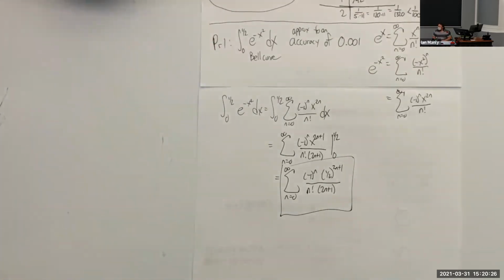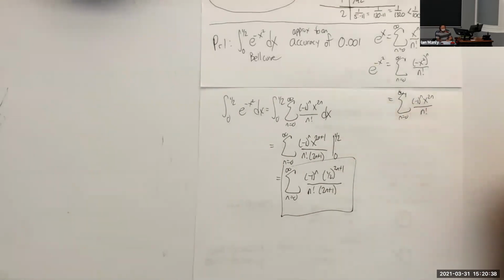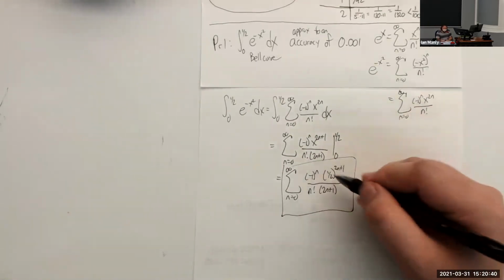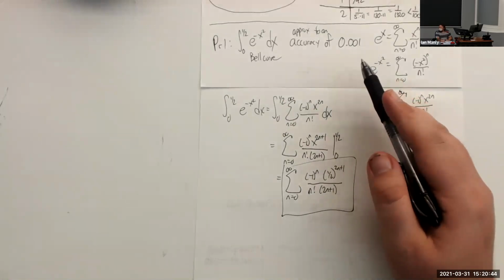Well, Gabriel has a question. Do we always get -1 to the n when we do these? That's a very good question. And the answer is no. And we're going to talk about how to deal with that in the next problem. But anyways, for now, since we do have a -1 to the n, we could use the alternating series estimate to get an approximation of this that has an accuracy of 1 in 1,000 right here.